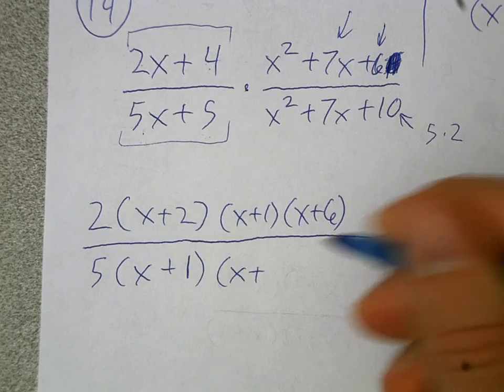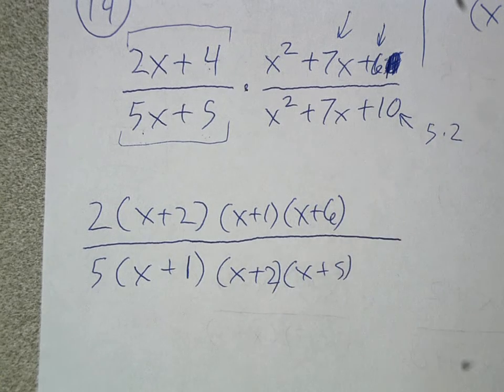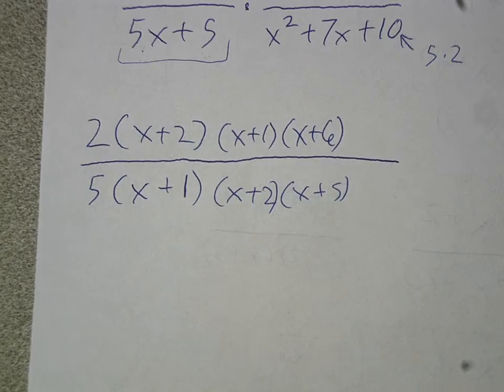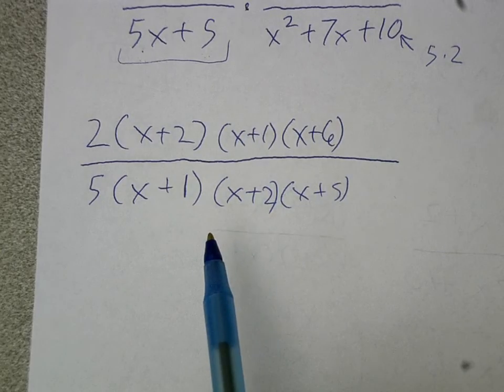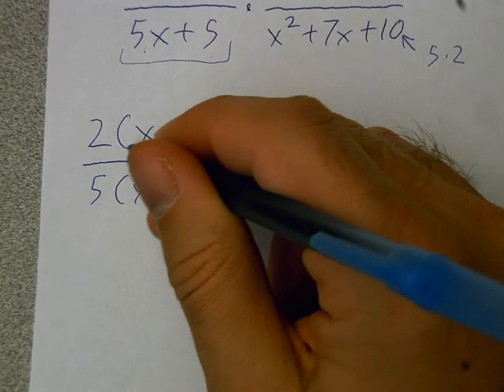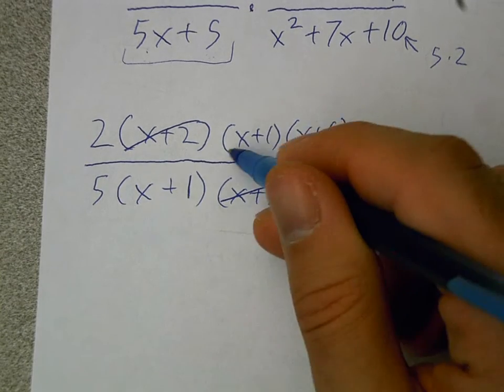So x plus 2, x plus 5. So that is fully factored. Now, how can I reduce this? Are there any factors on the top and the bottom that are exactly the same? X plus 2's here and here, that reduces to 1. X plus 1 and x plus 1, there and there, reduce.